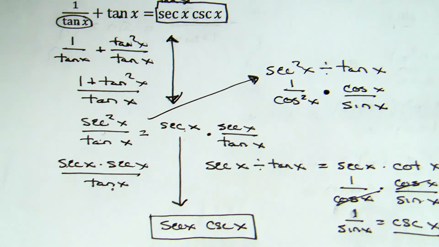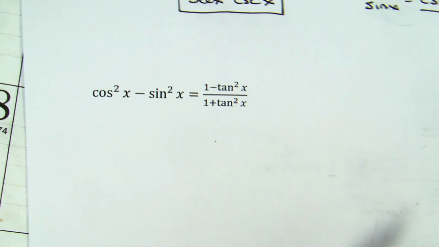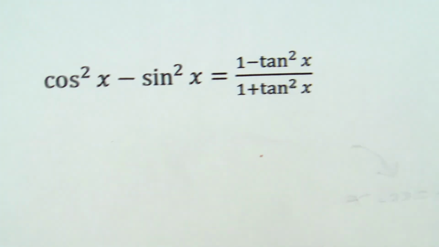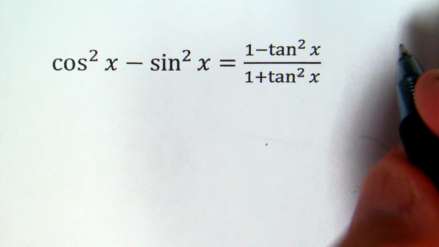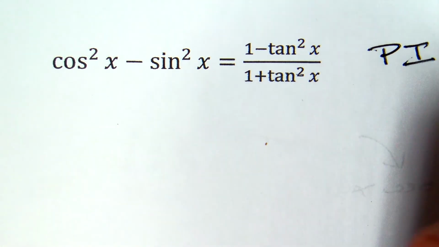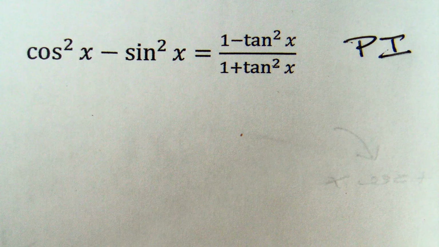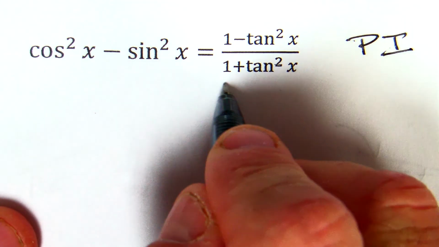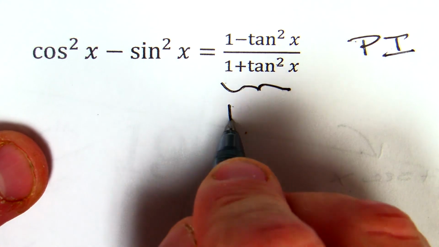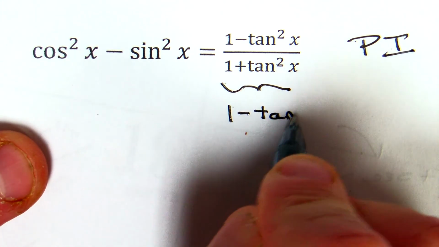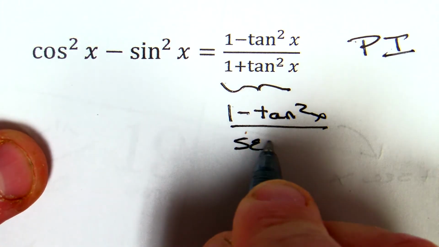All right, now the big finale, and then you're off to practice. Cosine squared x minus sine squared x equals 1 minus tangent squared x over 1 plus tangent squared x. I have a lot of squares up there. I want to find a Pythagorean identity because that's going to turn a binomial into a monomial. And that's right here, 1 plus tangent squared x. 1 plus tangent squared x by Pythagorean identity is secant squared x. So this becomes 1 minus tangent squared x over secant squared x.